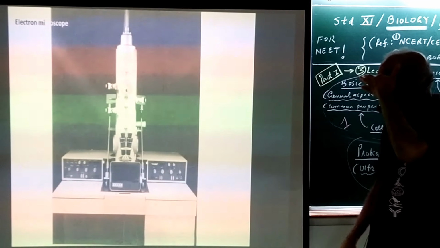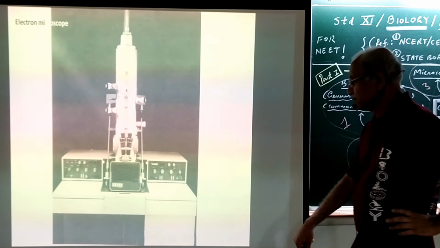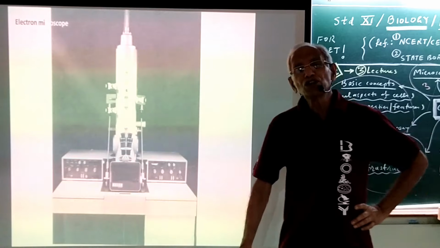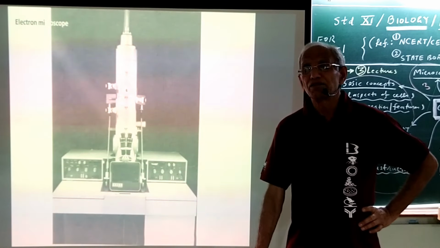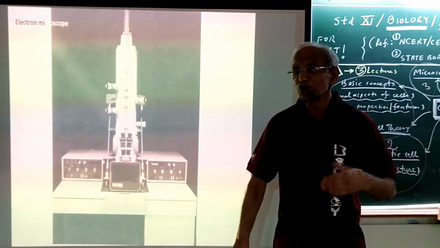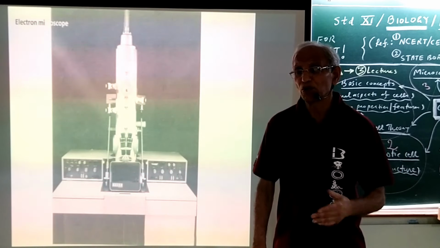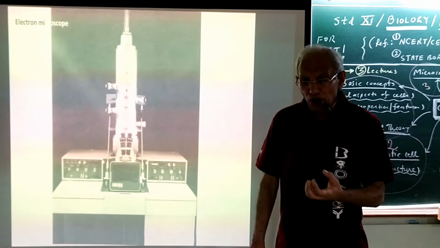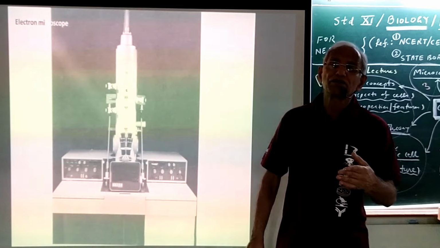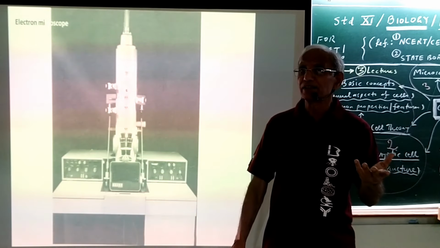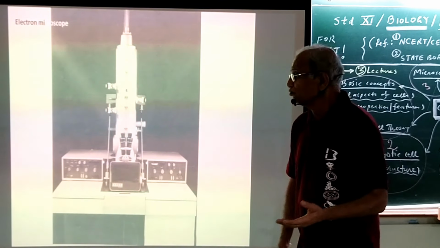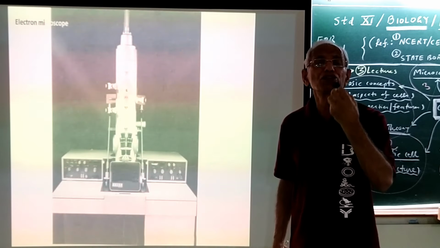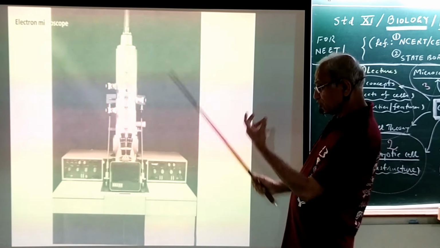Next one. This is the electron microscope. When you want to learn the prokaryotic and eukaryotic cell in detail, tomorrow we are going to learn the prokaryotic cell, and later we are going to learn the details of the eukaryotic cells in 5 lessons, 5 lectures. Those are all going to be structures observed with the help of the electron microscope.